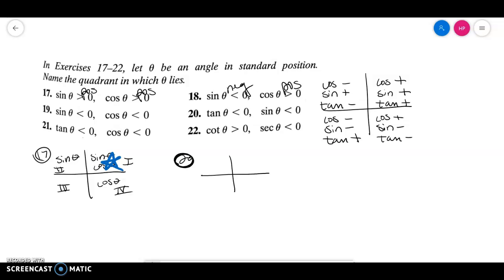So the tangent would be negative here and here in 2 and 4. And then the sine is negative in quadrants 3 and 4. So where they meet up to chill out is in quadrant 4. And so my answer would be quadrant 4. So just a little visual, a picture, just to see what's happening with these.